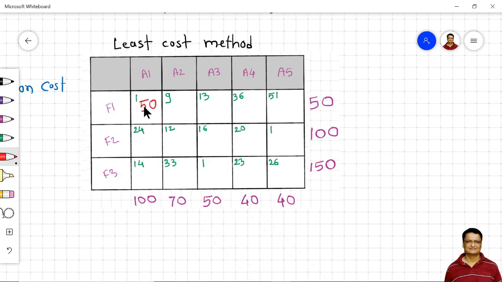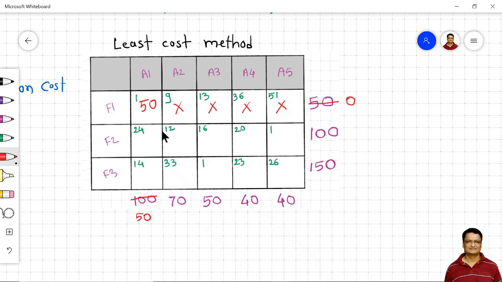Making 50 allocations over here, this particular supply will be exhausted and this particular demand will be reduced to 50, and I will make a cross in all these cells because the total supply has been exhausted and I cannot make any allocations in these cells now.